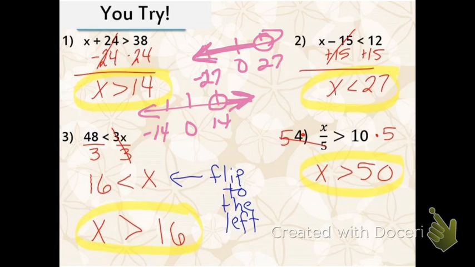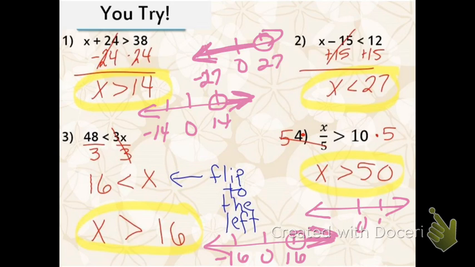All right, number 3, x is greater than 16. So 0, 16, negative 16. Open circle on 16, shaded to the right or the left? I didn't show you this time. See if you could get it. Right. Okay. And then our last one. x is greater than 50, so 0, 50, negative 50, open circle, shaded to the right. Good, you remember which side.